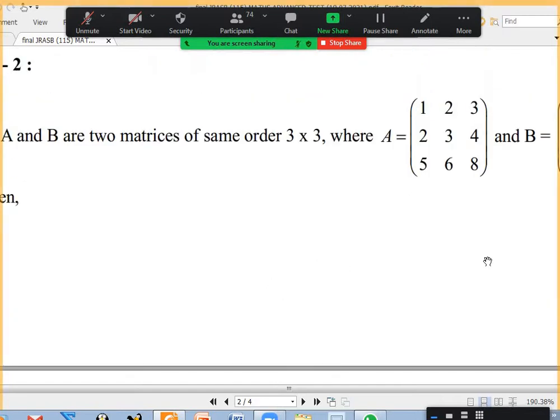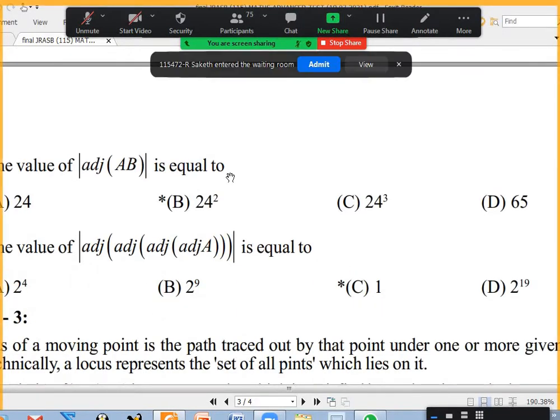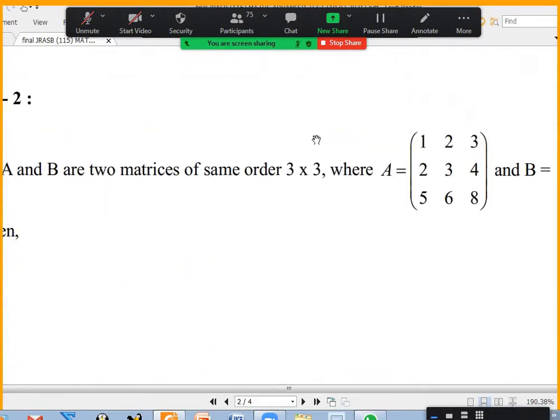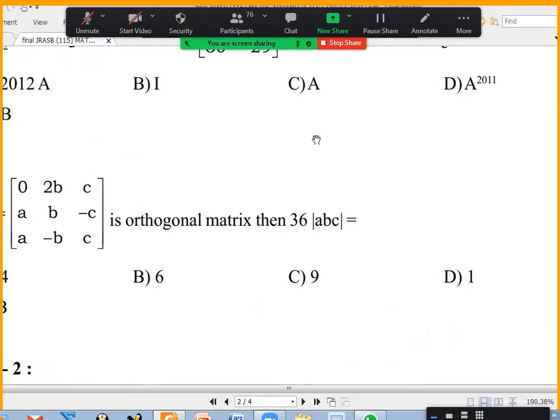Okay, passage 2, they gave matrix A and matrix B. First question, anybody, any doubt? Sir, can you scroll a little up? 28, any problem?